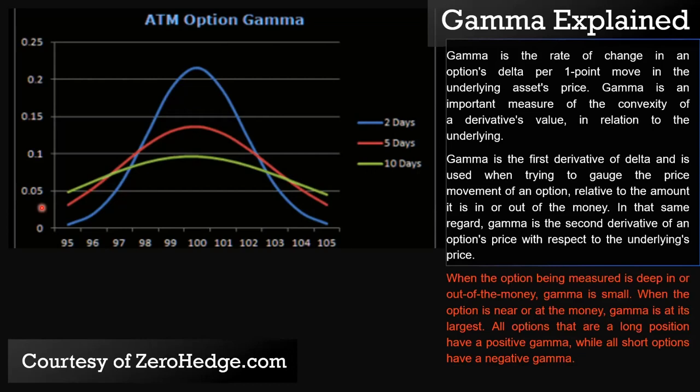The big takeaway from this is what I've got down here in red. When the option being measured is deep in or out of the money, the gamma is small. When the option is near or at the money, the gamma is at its largest. And basically that's what this chart right here is trying to show us. All options that are a long position have positive gamma, while short options have a negative gamma.